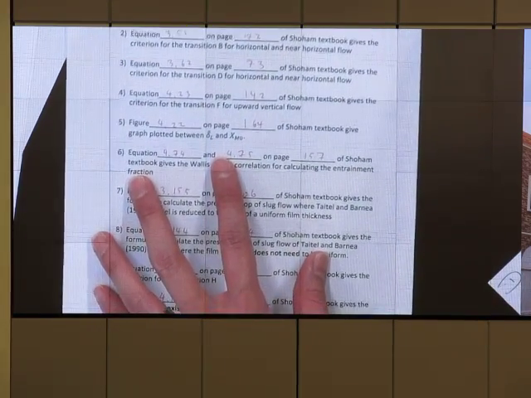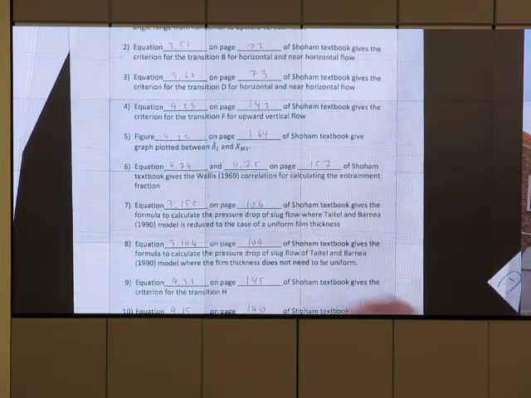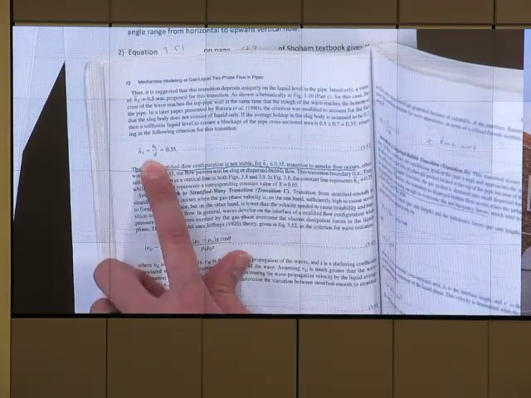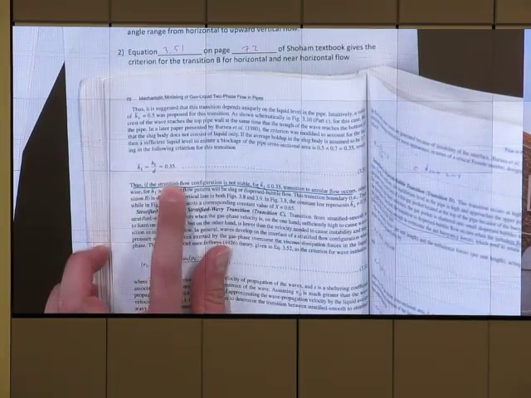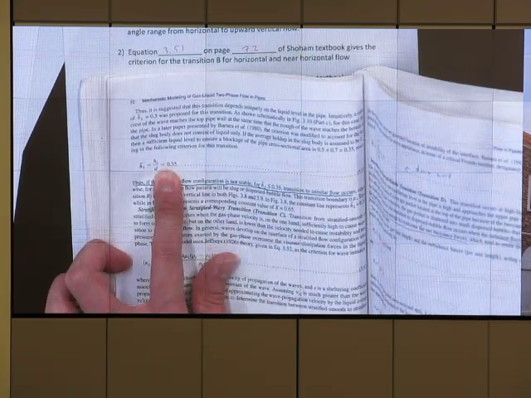No question, of course. Equation 3.51 on page 72 of the textbook gives the criterion for transition B for horizontal and near horizontal flow. Yes, of course, this is transition B, right? Like this. Okay. Equation 3.62 on page 73 is transition D.